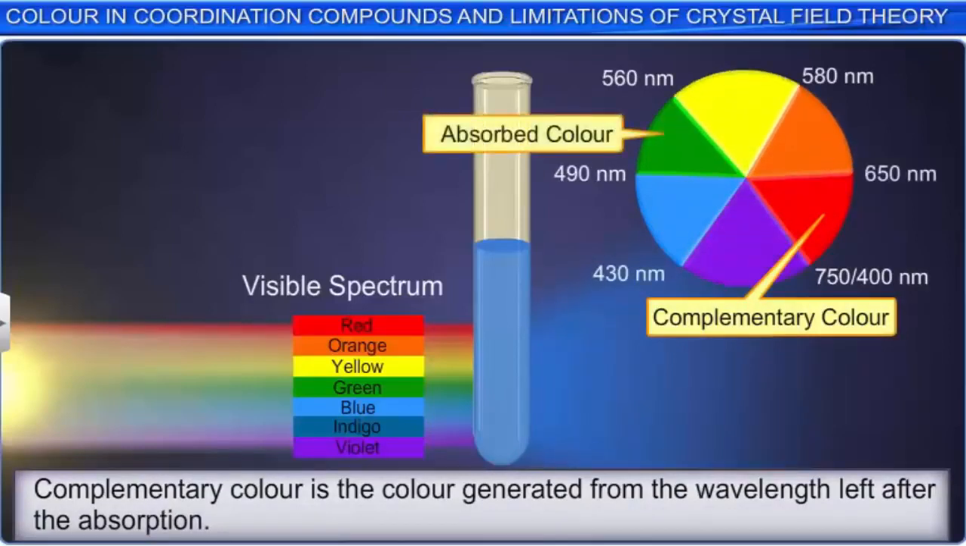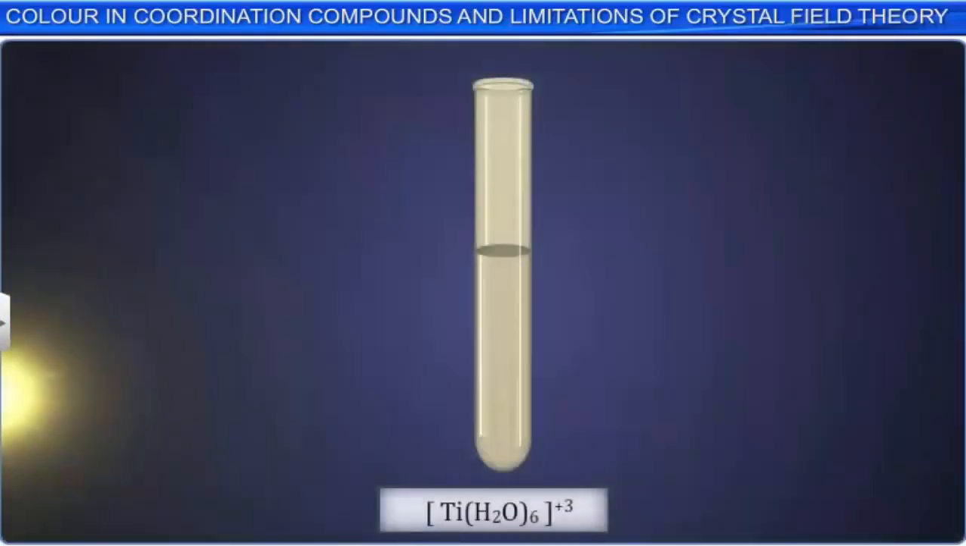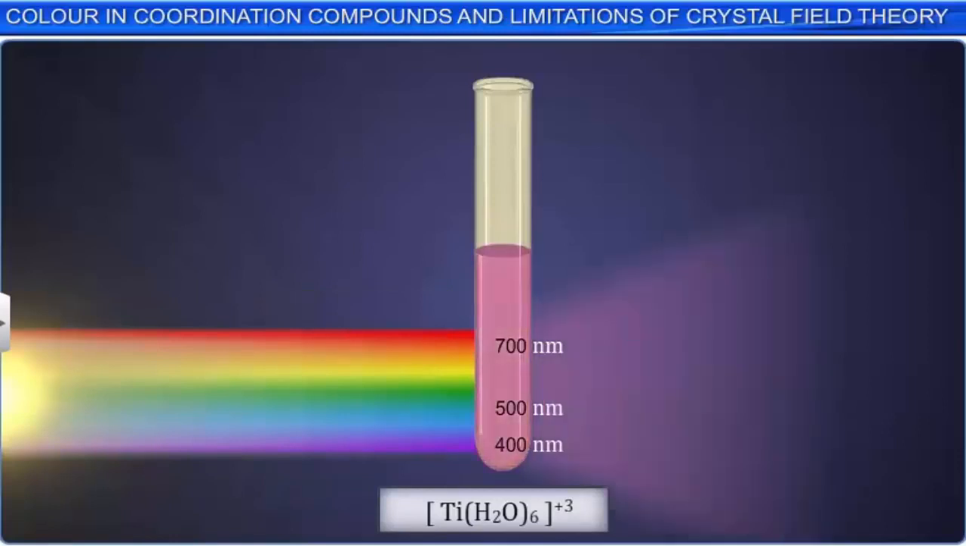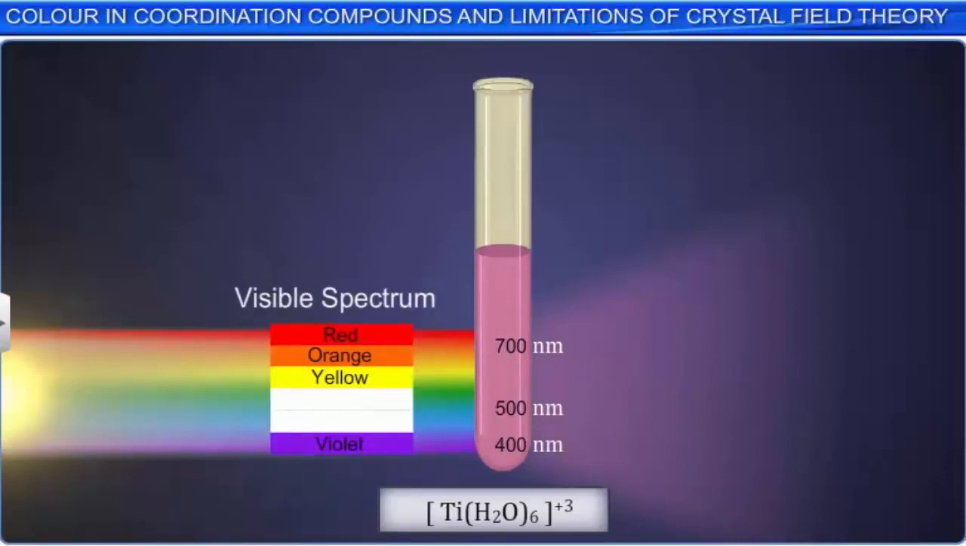For example, for hexaaqua titanium 3+, the maximum absorption occurs at 498 nanometers, which corresponds to the blue-green portion of light. The transmitted light is devoid of the blue-green portion, and hence the complex appears purple. The relationship between the absorbed and transmitted wavelengths can be readily understood from the table here.